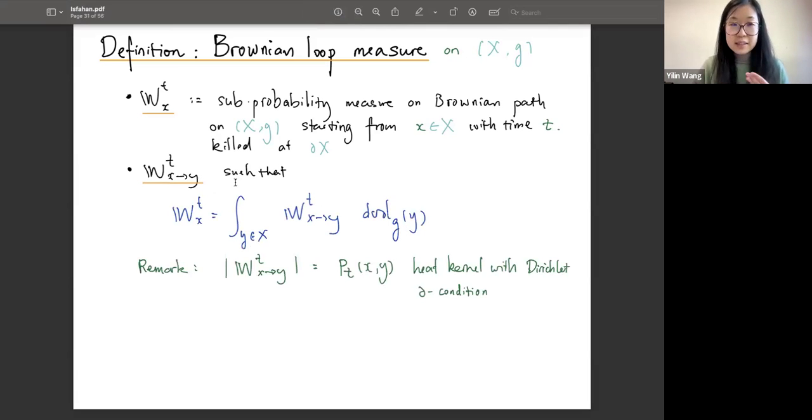And W_t^{x to y} is the measure obtained by the disintegration. It's a measure on paths from x to y, run for time t, such that if you integrate this measure according to the volume form of the endpoint, you get back the original measure. In other words, each of these is a measure on paths, but its total mass is given by the heat kernel. If you divide by the heat kernel, you get the probability measure. That's the Brownian bridge from x to y: the Brownian motion conditioned to start from x and arrive at y after time t.